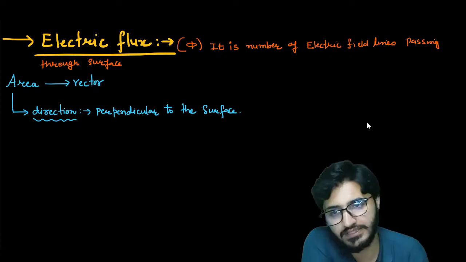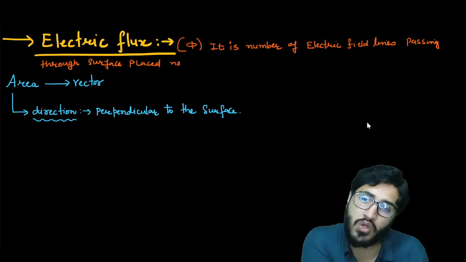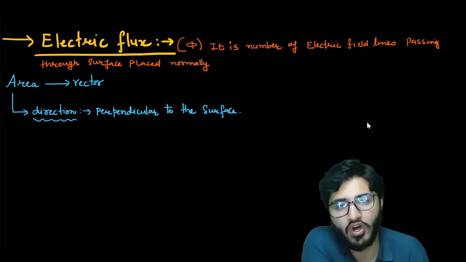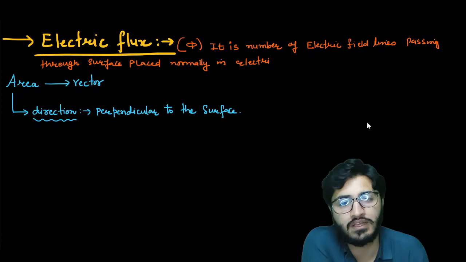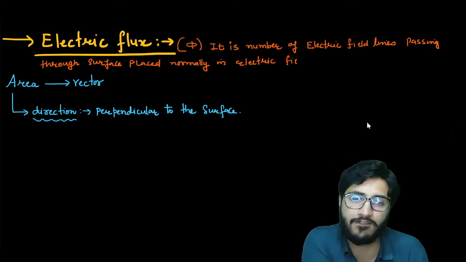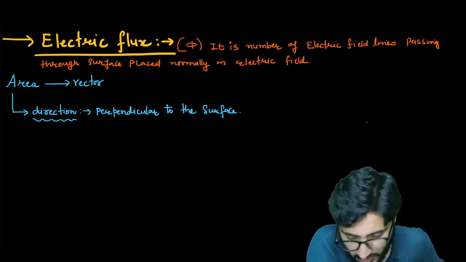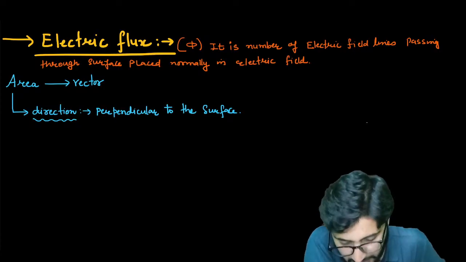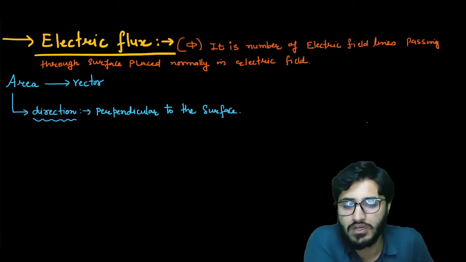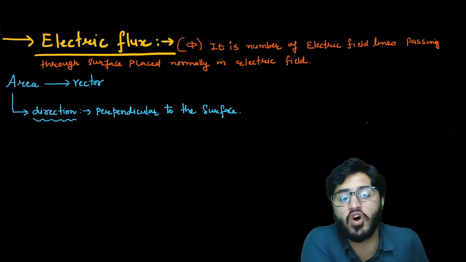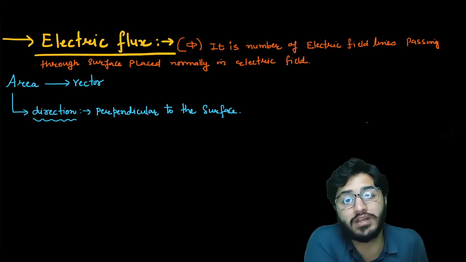But the surface should be placed normally in the electric field. So electric flux means the number of electric field lines passing through a surface placed normally. Normally means perpendicular in the electric field.